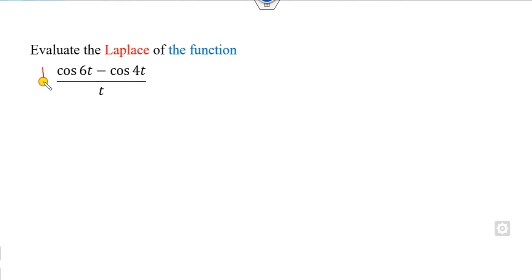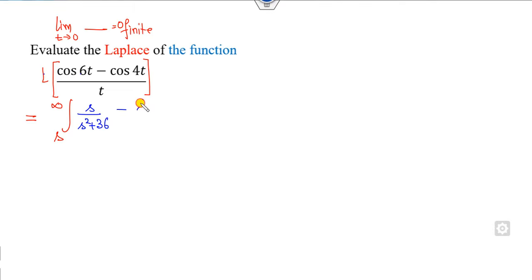Okay, how can you find this? This is the Laplace of this number. As s goes to infinity, again you can see that the limit is a finite number. You can check that. This is my finite number. Moreover, in this case it will be 0, and 0 is a finite number. So the Laplace of cos 6t is s over s square plus 36, and the other is s over s square plus 16. Fine. Now what is the integration of this?